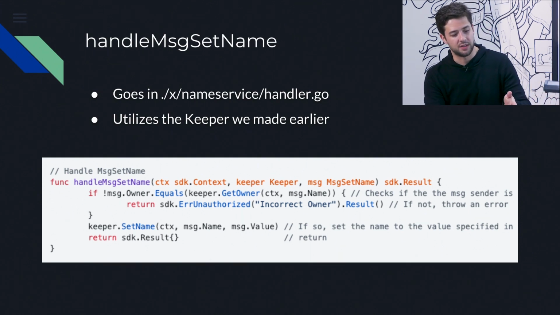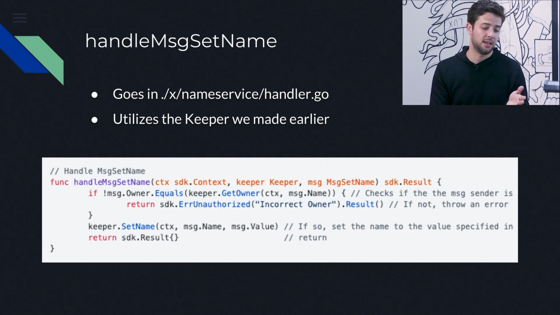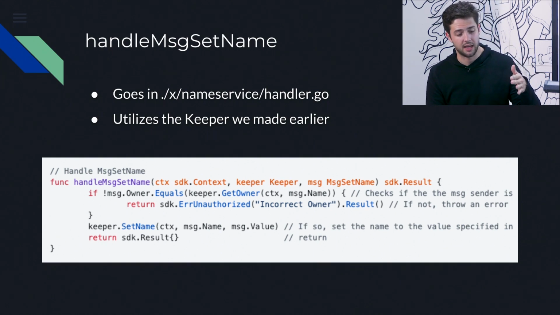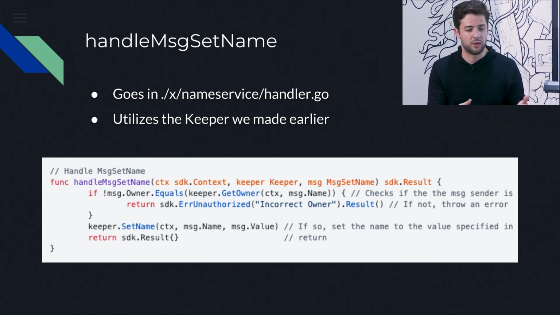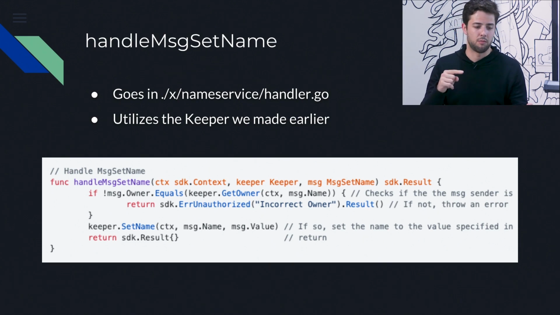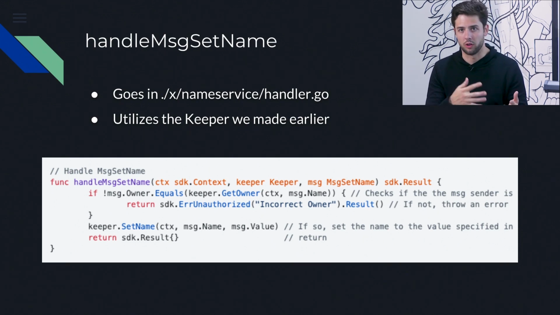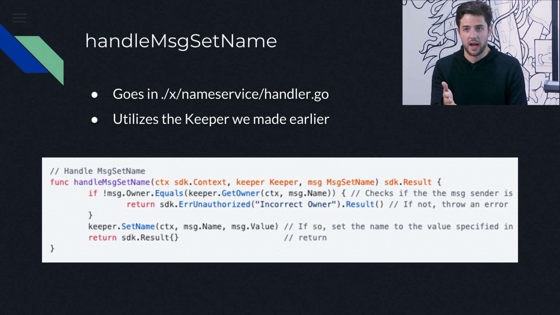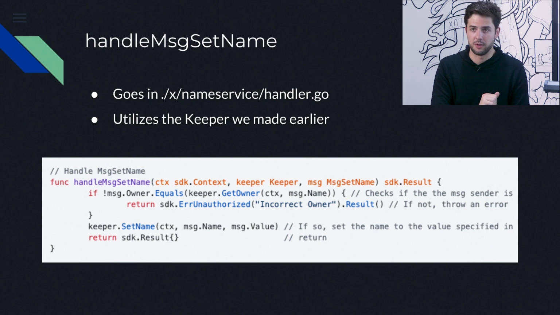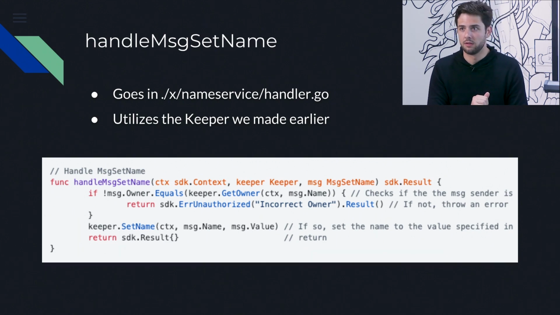And the SDK, that is the Cosmos SDK types package. This contains many of the common utilities for working with the SDK, including errors that return proper results, along with logs that will be appended and so on. So this is kind of the canonical way to do that. But if the owner is correct, then we want to use the keeper to set the name in state, and then return an empty result. So this is just a very basic handler. Any questions there?